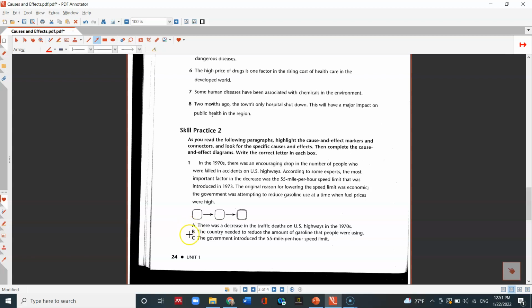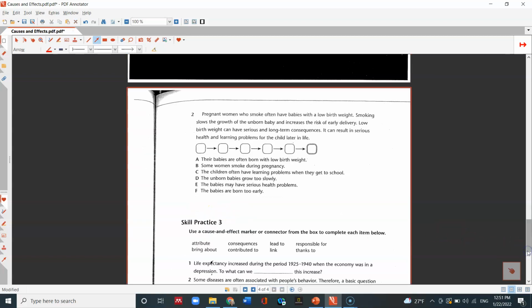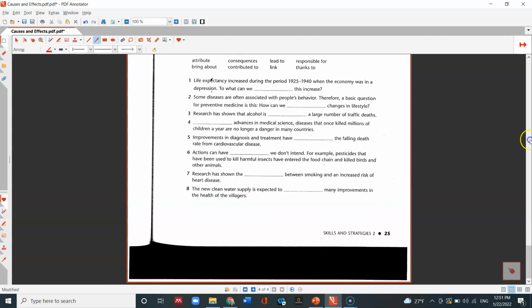Okay, in skills practice 2, you have to read a paragraph, and then you have 3 choices, A, B, and C. You need to put them in order of what happened first, second, and third. So this was the original cause, remember, what happened next, and what happened next. Okay, so that's the practice that you should do to complete and show your understanding of this assignment. Thank you, and please, during class, let me know if you have any questions about this.